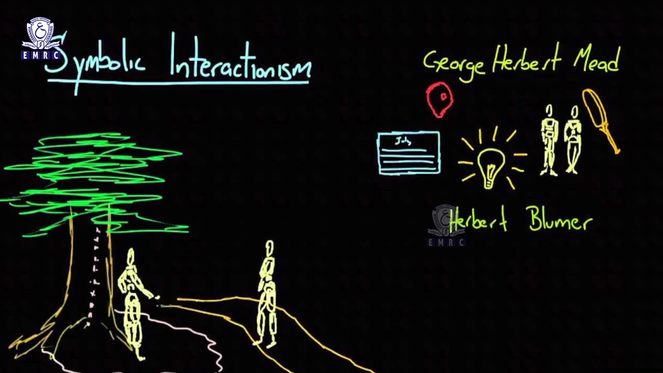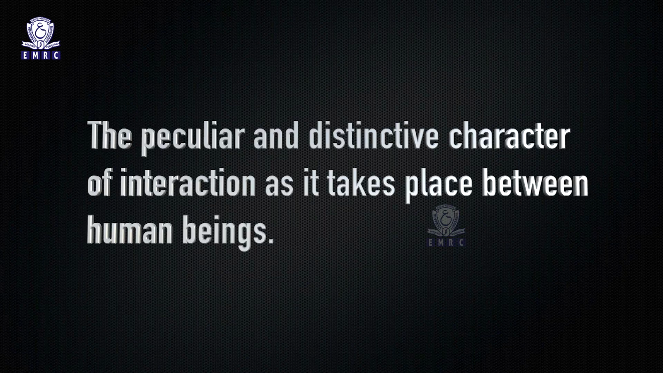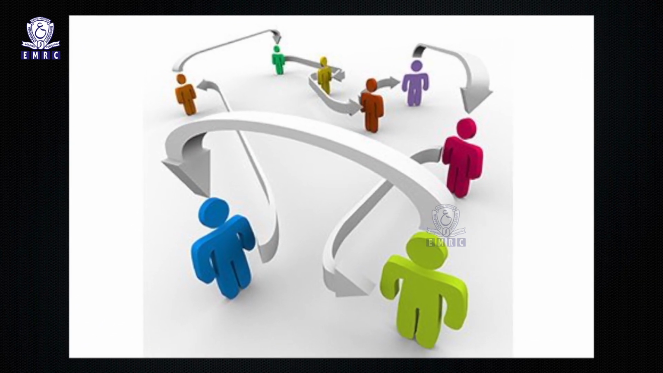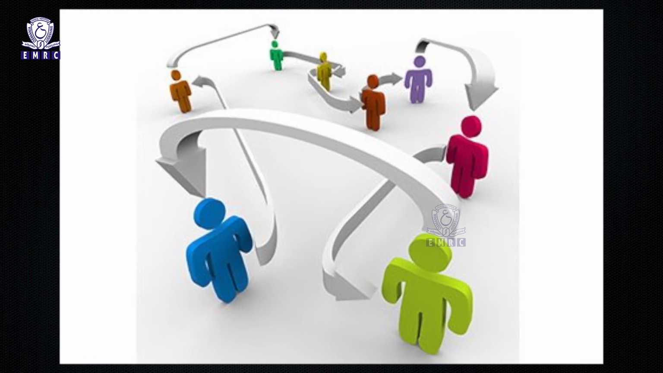He defines symbolic interaction as follows. The term symbolic interaction refers, of course, to the peculiar and distinctive character of interaction as it takes place between human beings. The peculiarity consists in the fact that human beings interpret or define each other's actions instead of merely reacting to each other's actions. Their response is not made directly to the actions of one another, but instead is based on the meaning which they attach to such actions.